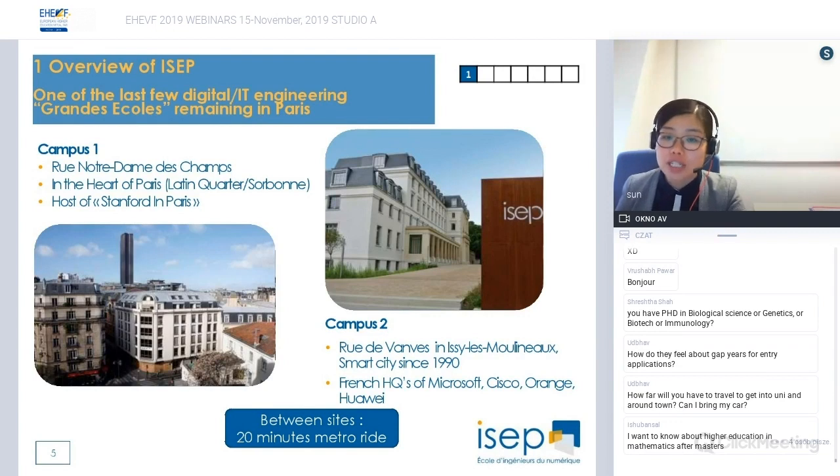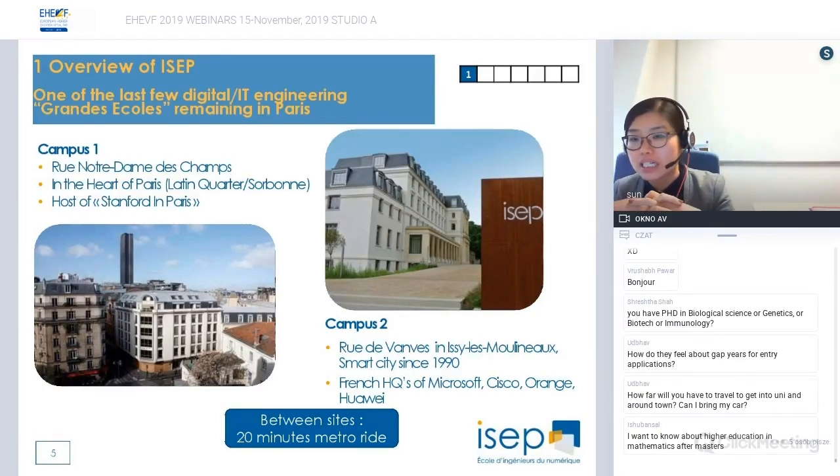And in the video, you can see that we have two campuses. The first campus is located in the heart of Paris, in the Latin Quarter, in the 5th arrondissement of Paris. We call it the heart of Paris. In the video, I don't know if you saw a lady who is the director for Stanford. Actually, we have hosted Stanford University for the last 18 years. They have a sub-campus on the sixth floor of our campus one. So we have a partnership of more than 18 years.